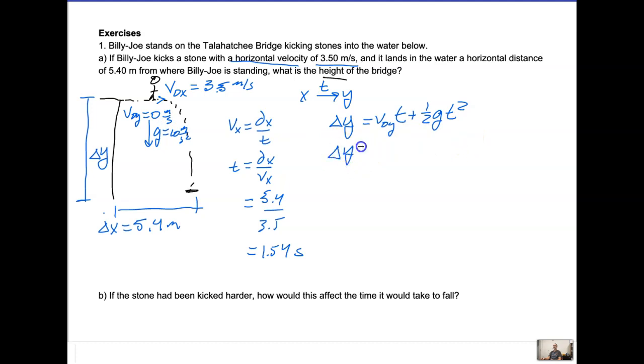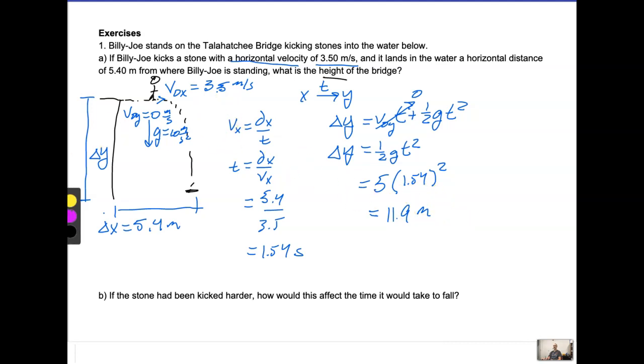So now we can plug everything in. We want delta y. I know V0y is 0, so this whole term goes to 0. That's equal to 1/2 of gravity times time squared. This would be 5 times our time, which is 1.54. Don't forget the square. That's where people really go wrong, so be careful with that. And that gives us 11.9 meters. So that is your final answer.